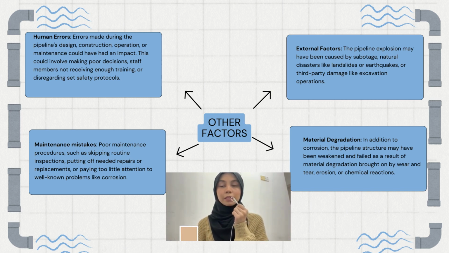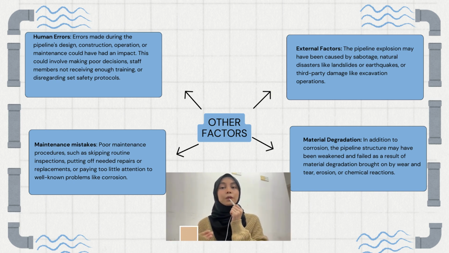Next, we have maintenance mistakes. This means poor maintenance procedures, such as skipping routine inspection, putting off needed repairs or replacement, or paying too little attention to well-known problems such as corrosion. So neglecting the correct maintenance procedure could have caused the pipeline to burst.